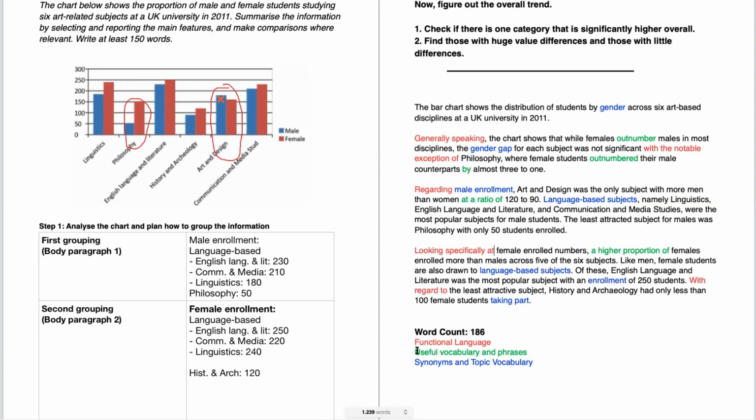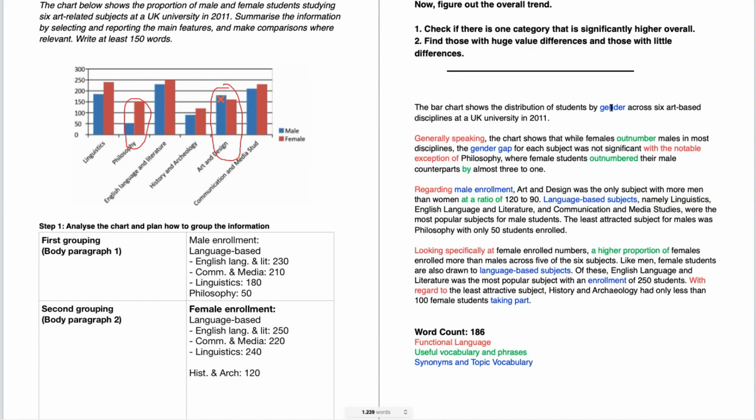Now for useful vocabulary and phrases in green, these are specifically for writing task 1. So we see outnumber quite a bit, and you want to use outnumbered by. So make sure you have these two words together. At a ratio of, so make sure you have these words together, and a higher proportion of. Make sure you understand which prepositions are going with which phrases, because this will really help your score. And then synonyms and topic vocabulary are things that are specifically applicable to this example.